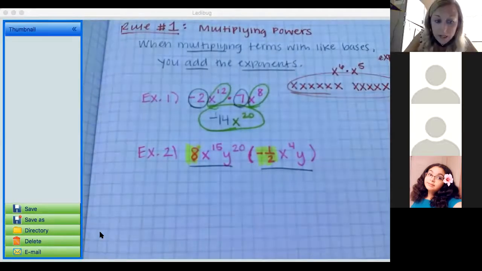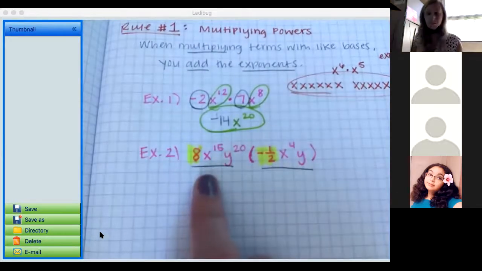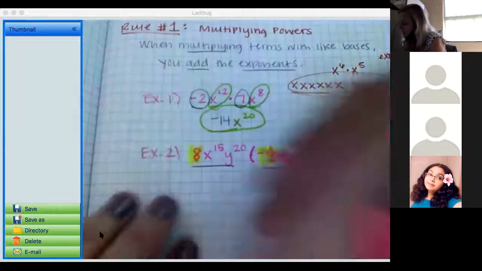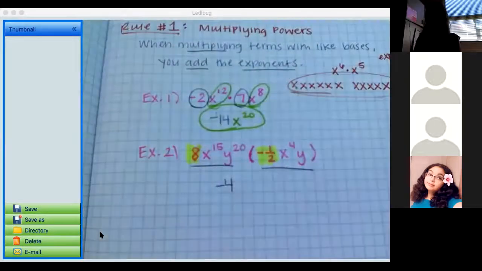Now, please do not go grab a calculator. What is half of 8? Good. So what kind of 4 should this be? -4. There we go. He's excited. Good job, Krishan. -4.